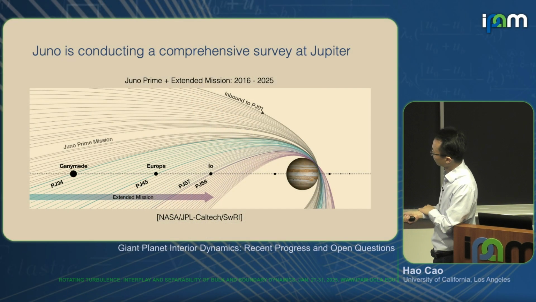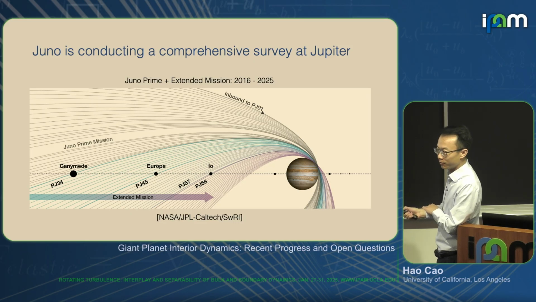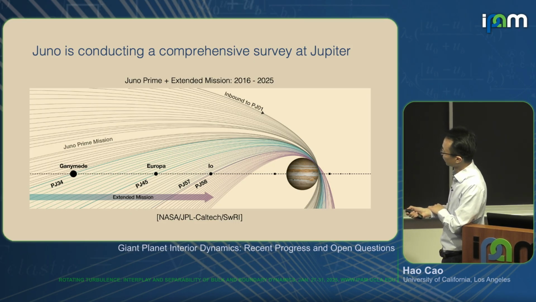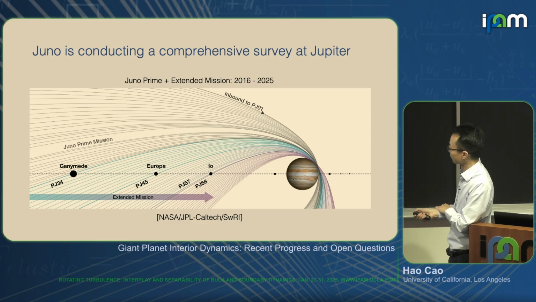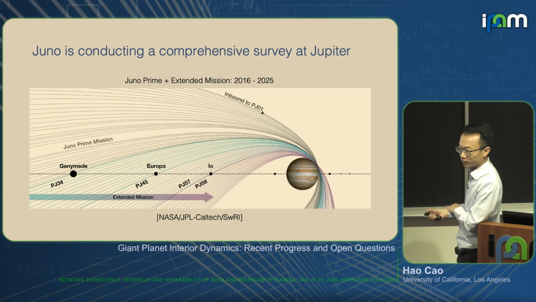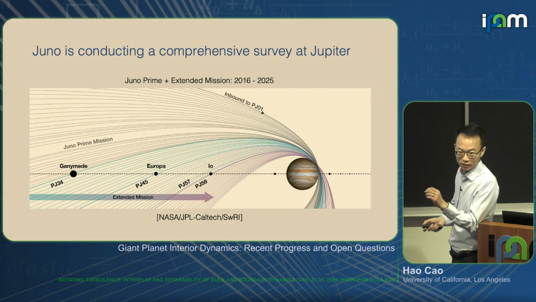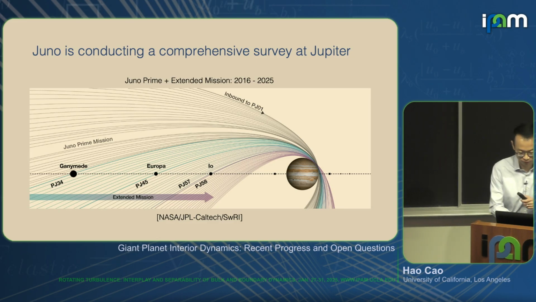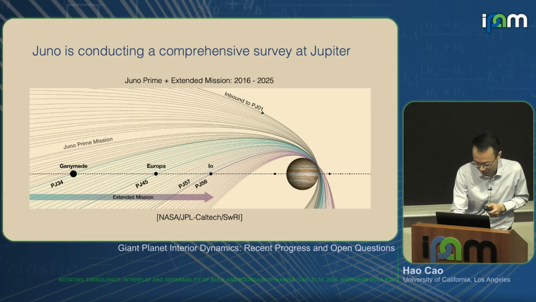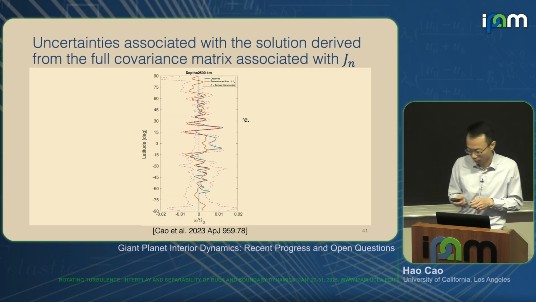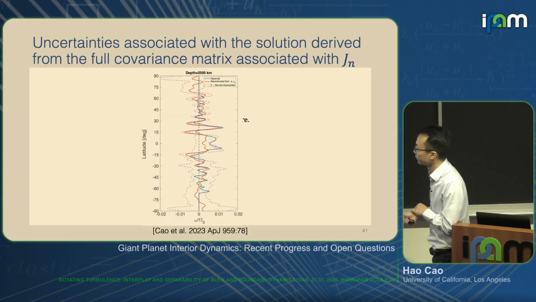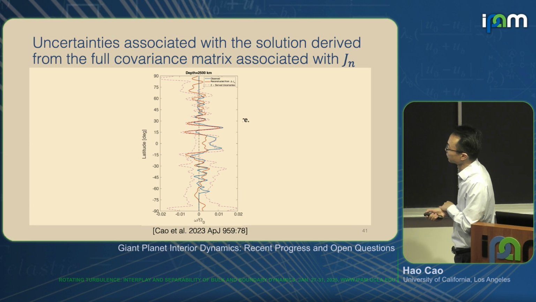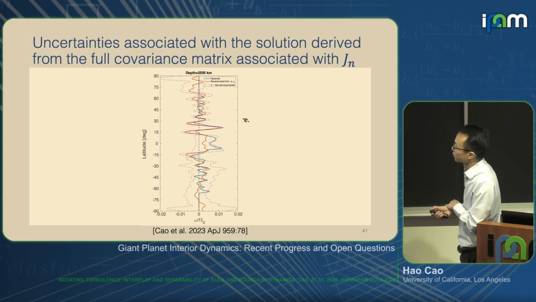As the Juno orbit precesses, when we come in, it's pretty much north-south symmetric. But as the orbit precesses, we're getting closer and closer to the northern hemisphere, but we're also moving further and further away from the southern hemisphere. So our understanding of the gravity field of Jupiter is much better in the northern hemisphere compared to the southern hemisphere. And that's also why, when we do the formal error analysis, we end up having a much larger uncertainty in the southern.